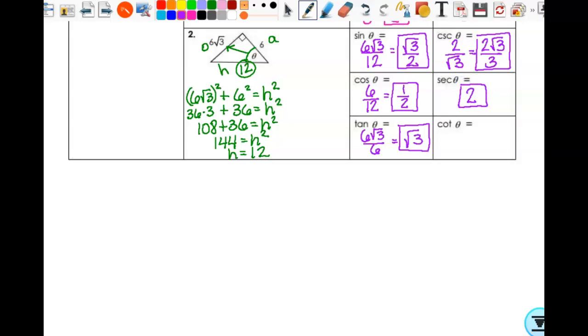The reciprocal of the square root of 3 is 1 over the square root of 3, and then what does that become? Square root of 3 over 3. Any questions at all? Okay, perfect.